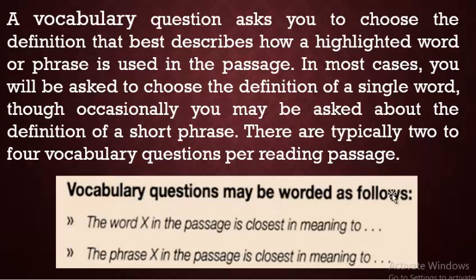Vocabulary questions may be worded as follows. Here we have got some indicators. The word camouflage in the passage is closest in meaning to. Closest in meaning to is one of the bold indicators for vocabulary questions. The phrase X in the passage is closest in meaning to. So word, phrase, closest in meaning to, in the passage. These are indicators to tell you, hello, I am a vocabulary question.